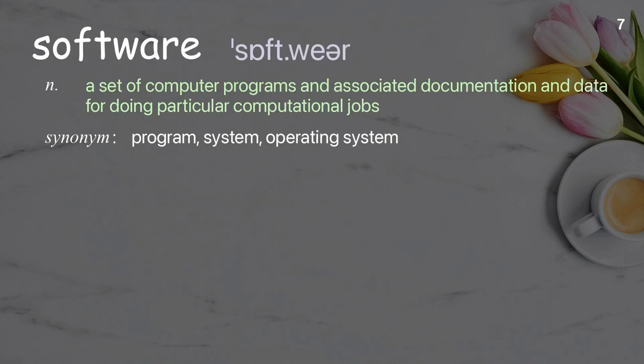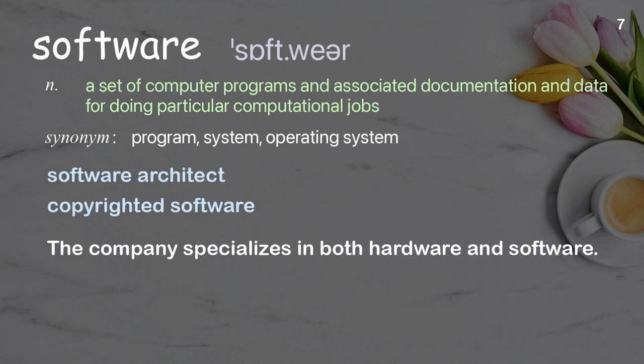Software. A set of computer programs and associated documentation and data for doing particular computational jobs. Examples. Software architect. Copyrighted software. The company specializes in both hardware and software.